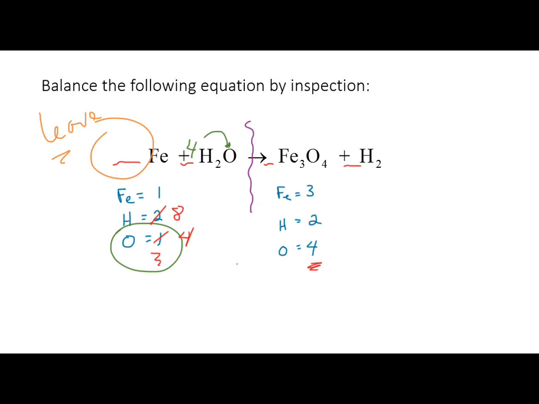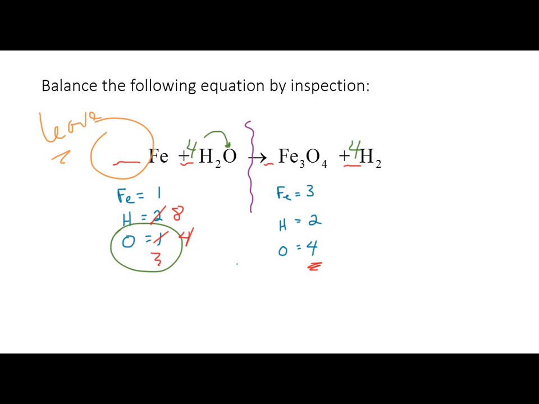So for now, oxygens look good. Let's fix our hydrogens. So we have 8 hydrogens over here on the left, but we only have 2 hydrogens on the right. How can we get 8 hydrogens here? Put a 4 in front of the H2, exactly. 4 over here.